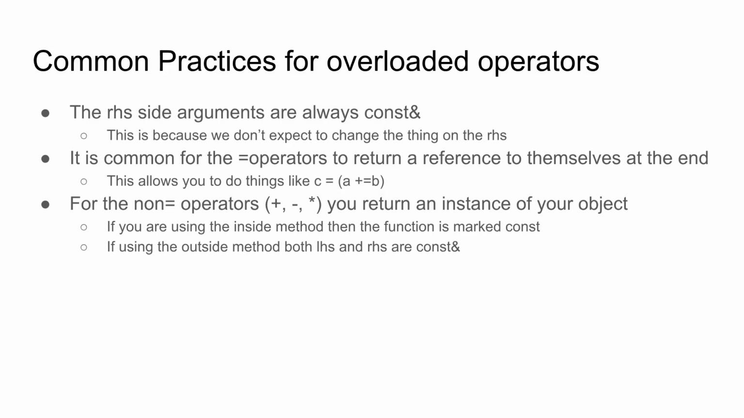So if you're doing it as a member method, you would put a const there at the end to signify that you don't change. If you're doing the outside method, both the left-hand side and the right-hand side will be const references because again, neither the left-hand side nor the right-hand side should change.